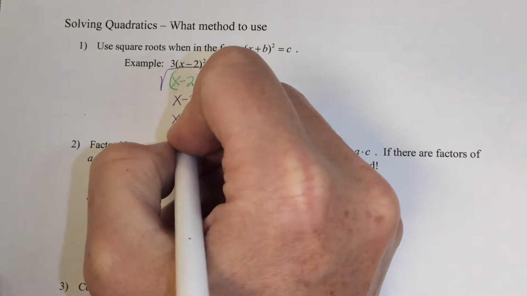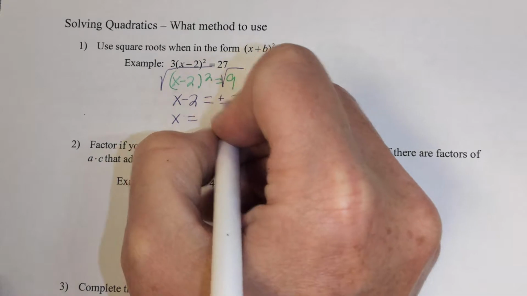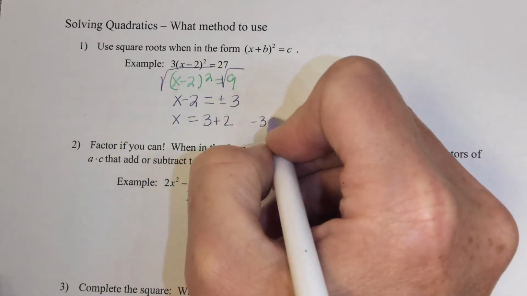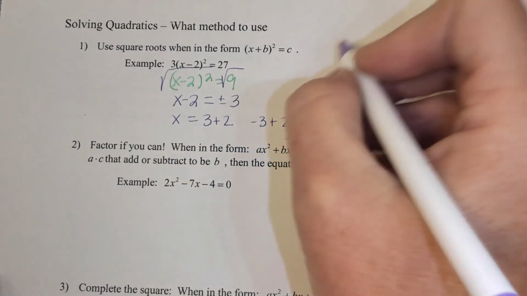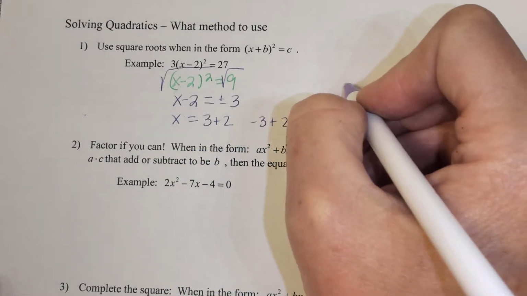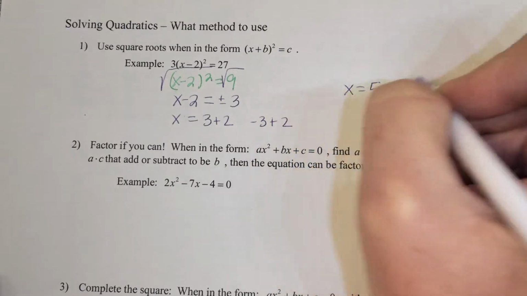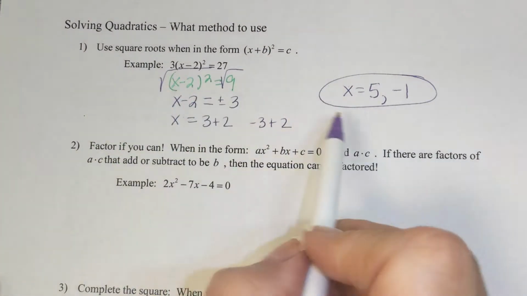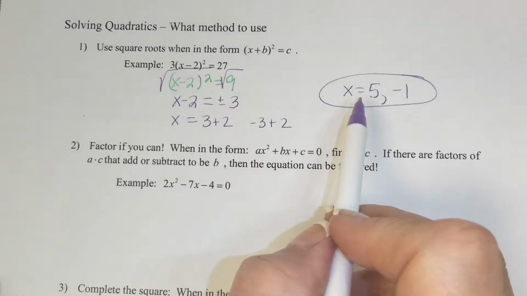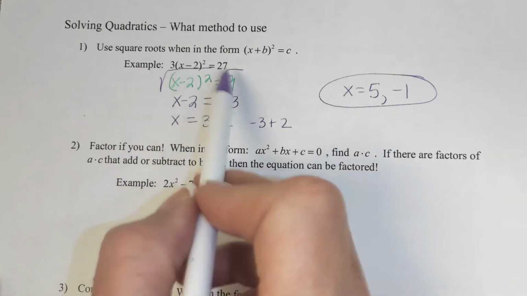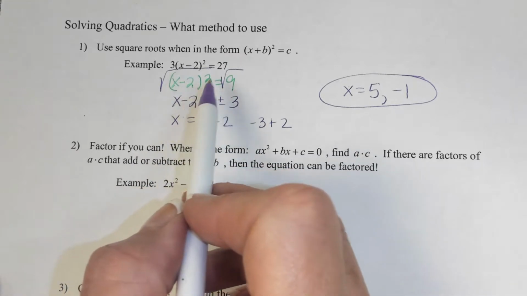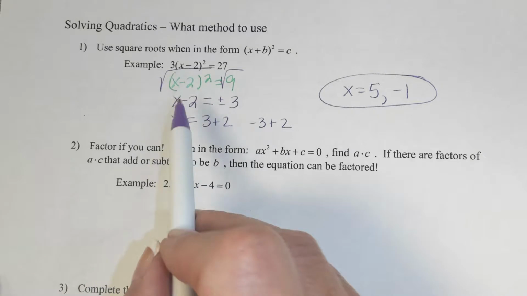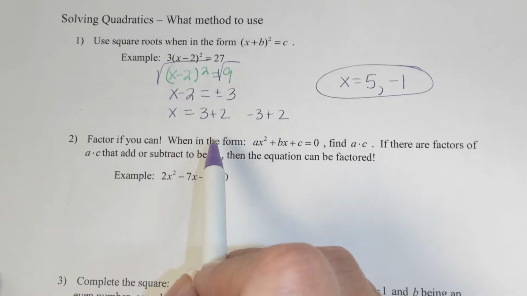So now our solutions are going to be x equals 3 plus 2 and negative 3 plus 2. So our solutions then are going to be x equals 5, or x could be negative 1. That's the fastest way to do that problem. Now, I could have multiplied all this out, set it equal to 0 and factored it, and I would have gotten the same answer. But this is much easier to do.